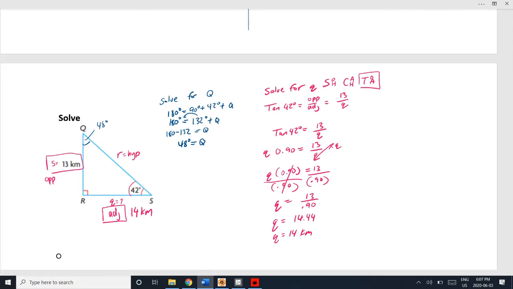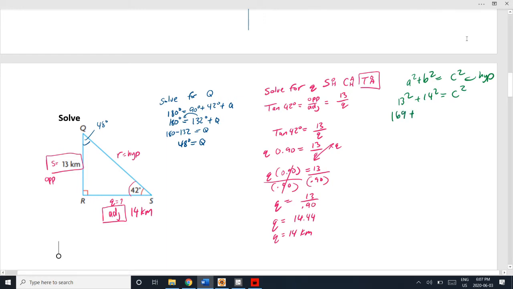Side r, our hypotenuse. So we know we can use Pythagorean. We know a squared plus b squared is equal to c squared, and this is our hypotenuse. So we know the two other sides. We have 13 squared and 14 squared, the side we solved for, and we're looking for c squared. So 13 squared is 169. You just plug that into a calculator. And 14 squared is 196. Again, you can just plug these into a calculator to find them, is equal to c squared. 169 plus 196 is equal to 365. So this is 365 is equal to c squared.